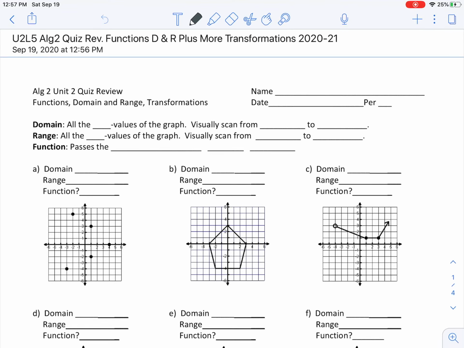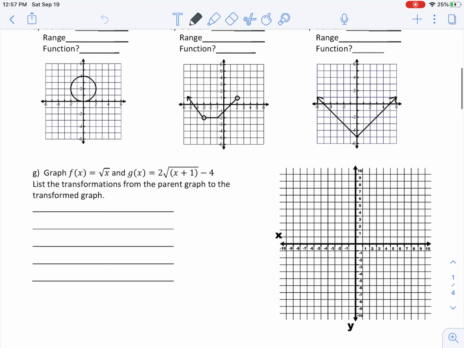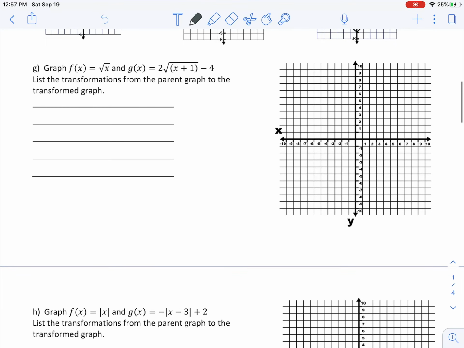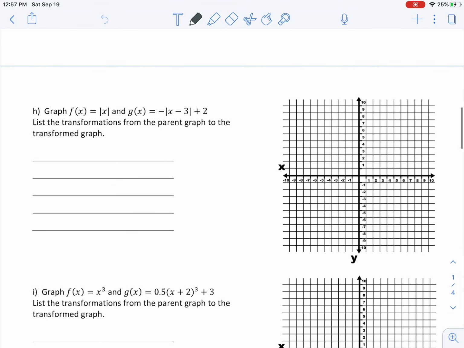Hey everyone, I wanted to do a couple problems with you for your quiz review to help you prepare for Monday or Tuesday for your quiz. I'm going to do some graphing ones with you. I'm going to start with H and then do a couple others.